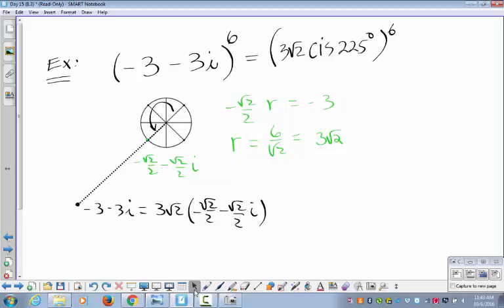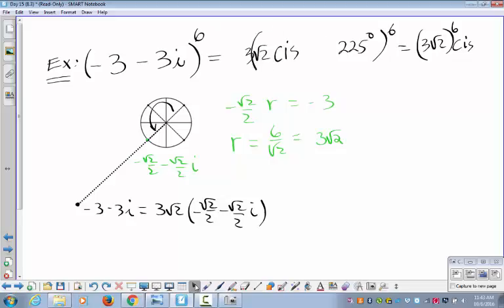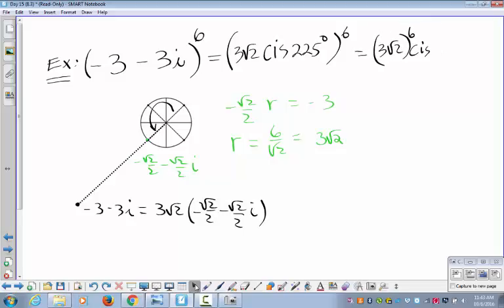All right, so let's write this out. So it's 3 root 2 to the 6th power, and then CIS. And what is our angle when we multiply that out? What do we get? What is 225 multiplied by 6?